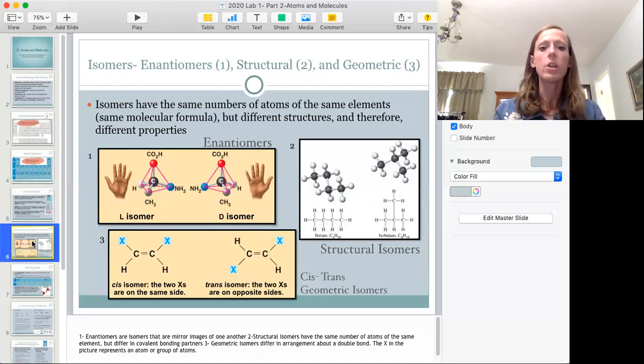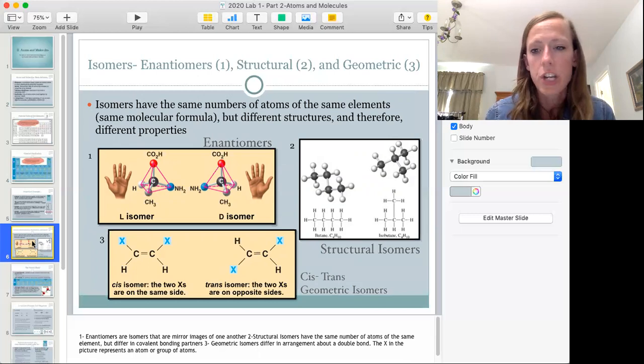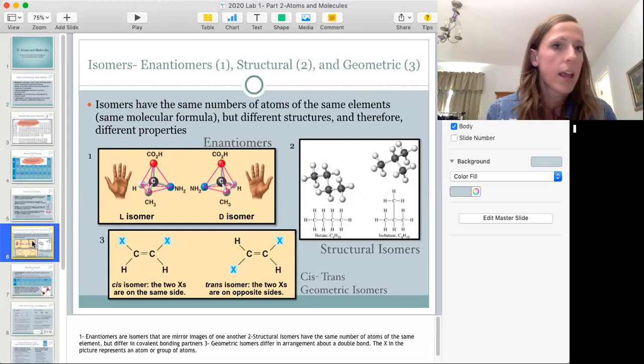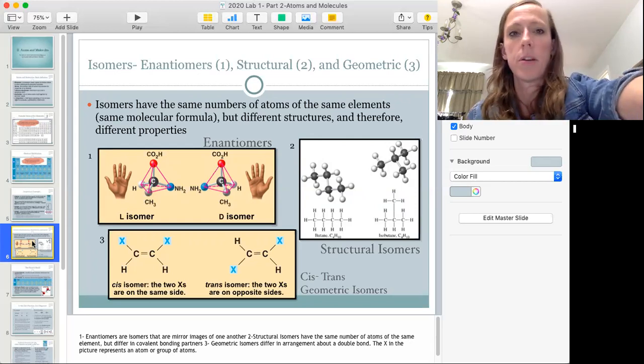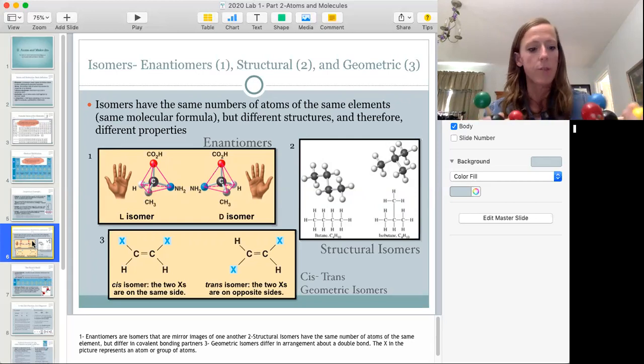Okay, so the 3 different kinds of isomers we talked about are enantiomers, structural, and then geometric isomers, which are sometimes also called cis-trans isomers. Okay, so the first one is enantiomers. These are mirror images of each other. And I have built an example of this for you. You can also see it on the slide here.